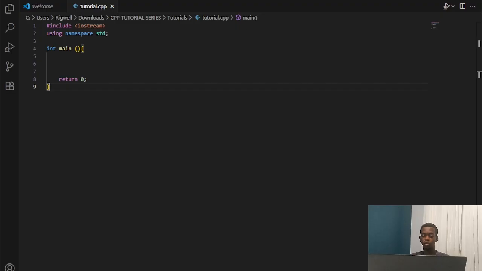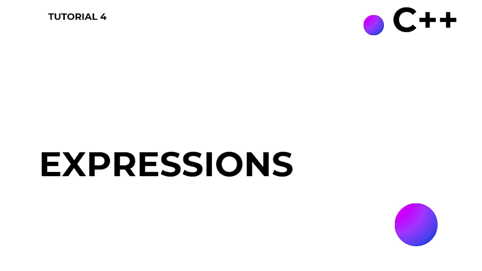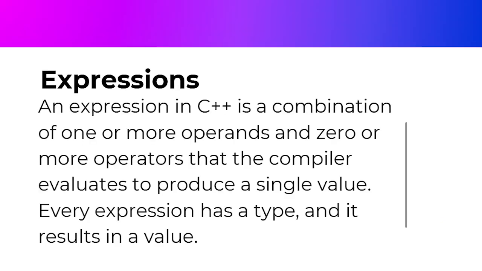Okay, so back to our IDE. So what are expressions in C++? An expression in C++ is a combination of one or more operands and zero or more operators that the compiler evaluates to produce a single value. Every expression has a type and it results in a value.